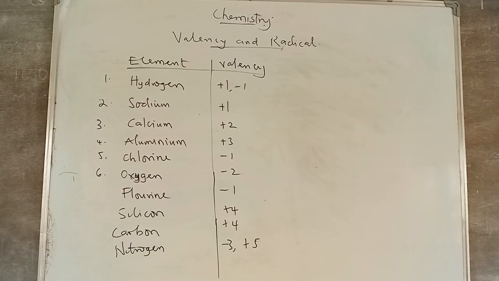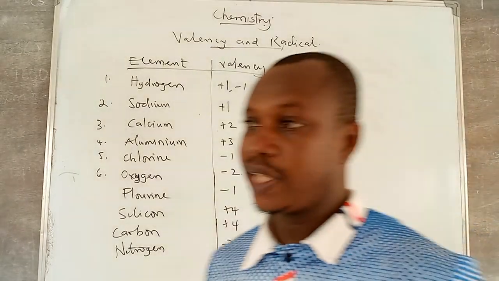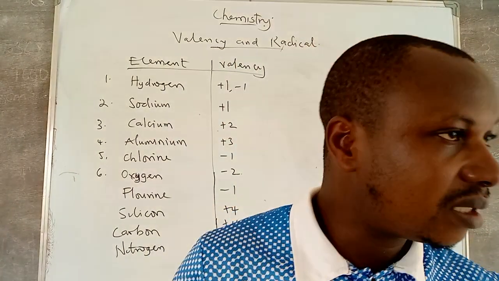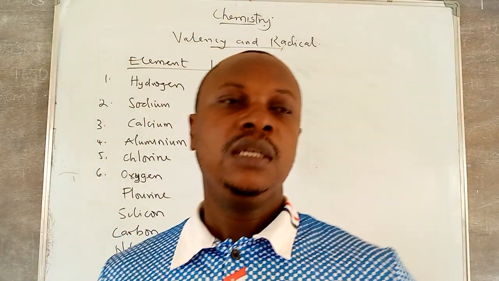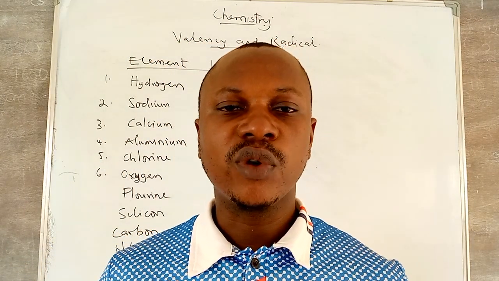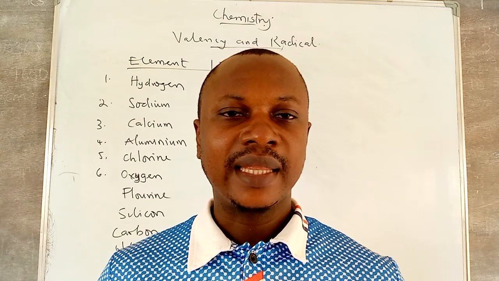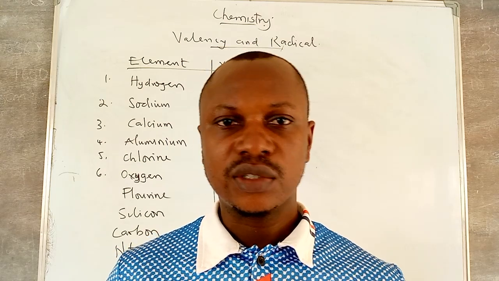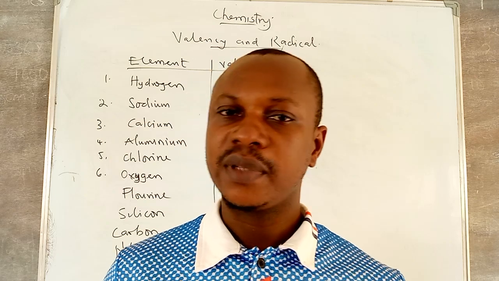Take a look. I have written some of the elements and their respective valencies. Don't forget what we explained, that valency is the combining power of an element. It can also be said to be the total number of electrons on the atomic shell of an atom. So if you understand clearly, every metal will lose electrons, while non-metals will accept electrons.